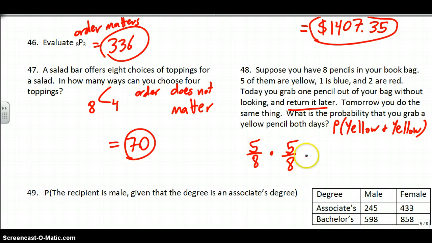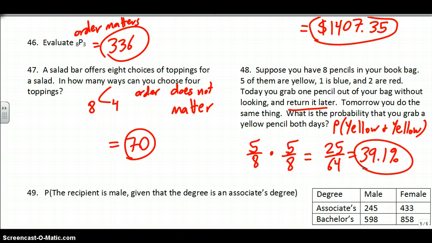And since it's and, I'm just going to multiply. So this will be 25 over 64, which is what as a percent? Let's see. It's roughly 39.1%-ish, approximately. So not bad odds if I get a yellow into yellow. Okay.